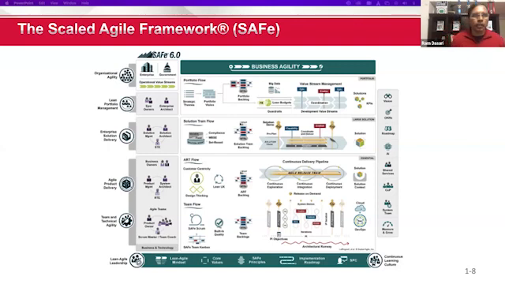KPI stands for key performance indicators. OKR stands for objectives and key results. So this framework is what you will learn when you get into a SAFe class, and you will be able to understand and relate how this can align with your organization. It's also called the big picture.